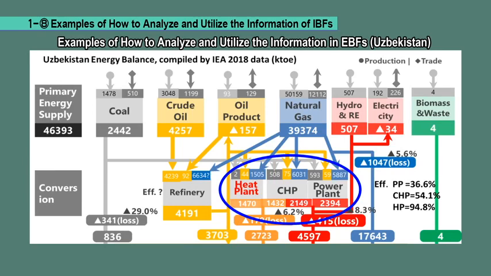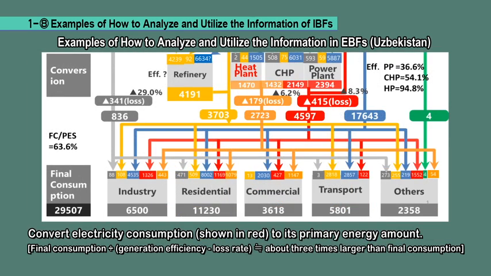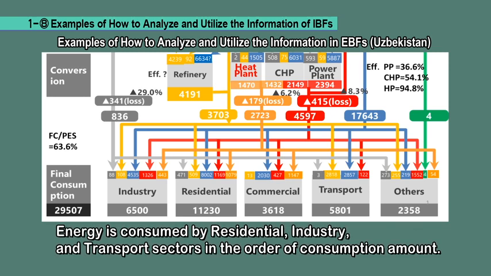In the middle part of the figure, we see that electricity is provided not only from power plants, but also from CHPs. Likewise, we see that district heating is made available by both CHPs and heat plants. At the bottom part, electricity consumption must be converted to its primary energy amount. The conversion ratio is about 3. Multiply electricity consumption in red by 3, and you see that energy is consumed the most by the residential, industry, and transport sectors in that order.